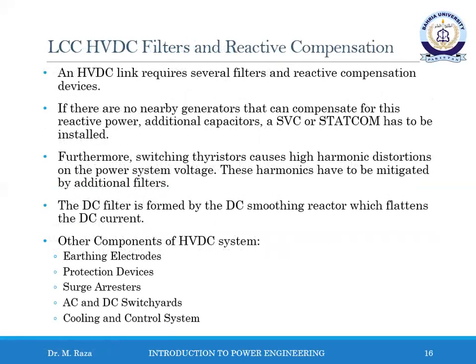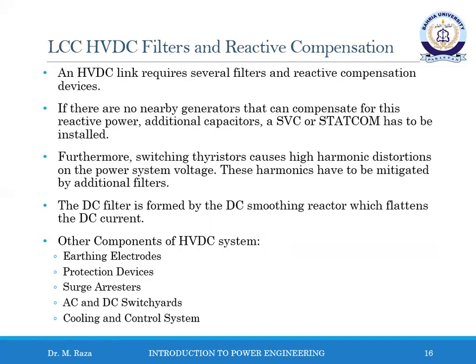An HVDC link requires several filters and reactive power compensation devices. If there are no nearby generators that can compensate for this reactive power, additional capacitors or STATCOM have to be installed. Furthermore, switching thyristors causes high harmonic distortion on the power system voltage, possibly influencing nearby installations. These harmonics have to be mitigated by additional filters.